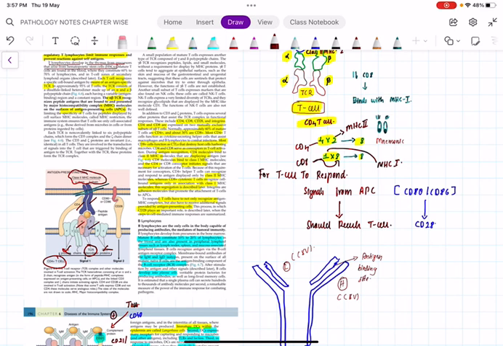So this is how a T cell receptor will bind with the MHC as well as on what? Antigen presenting cells. So this is a response from T cells to MHCs and APC.